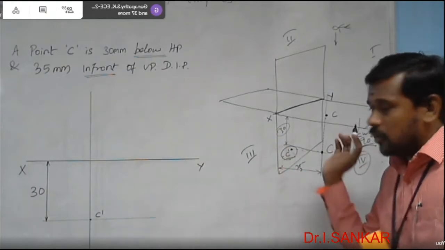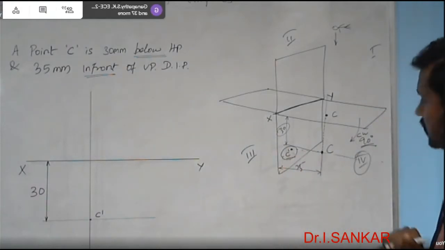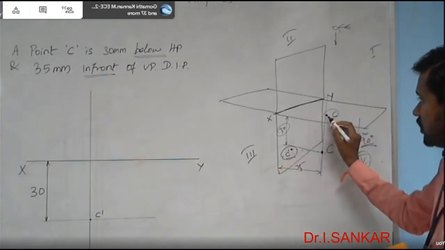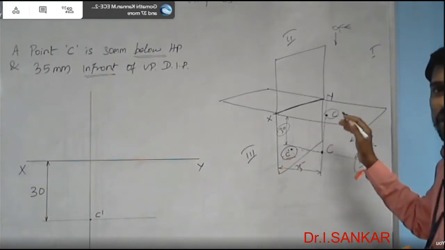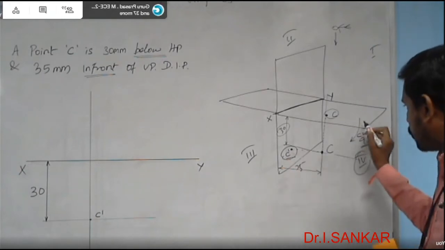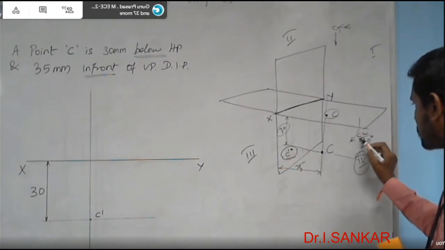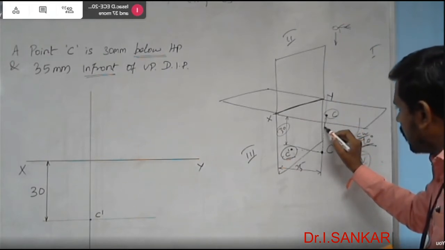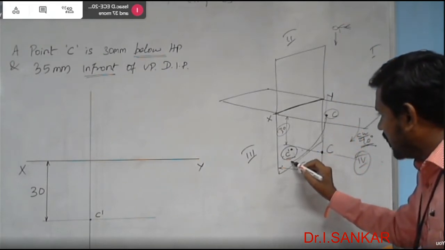And now think about the top view. The top view, point C, is now in the horizontal plane. In order to get it in the 2D plane, we have to rotate the horizontal plane in the clockwise direction about 90 degrees. If I rotate like that, the top view will be obtained here.